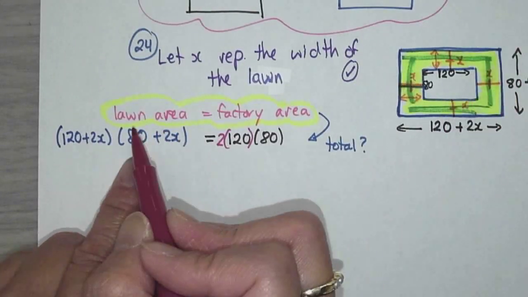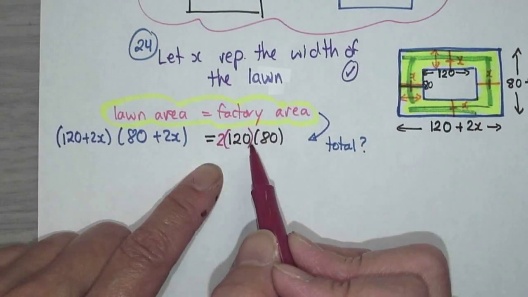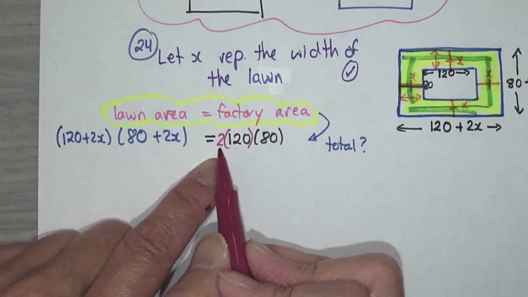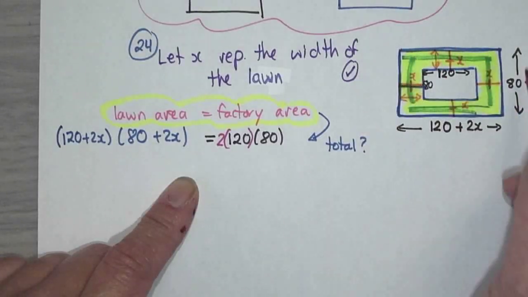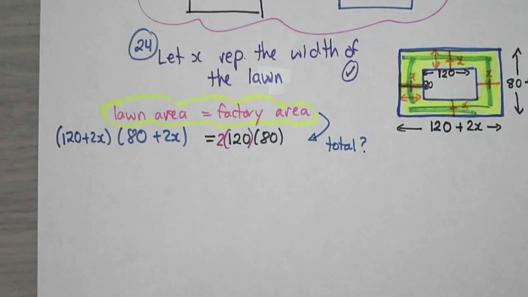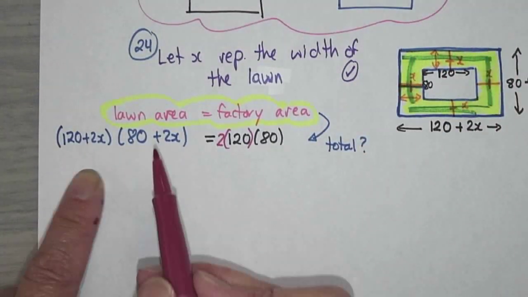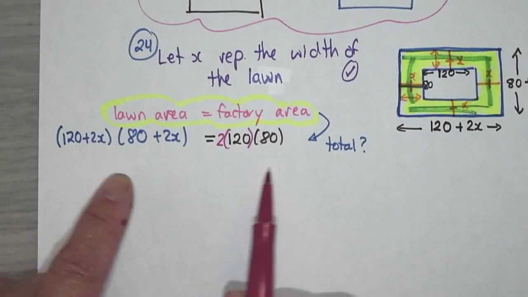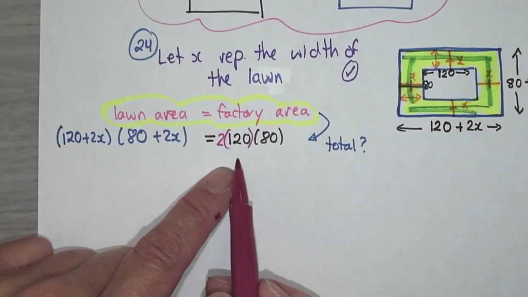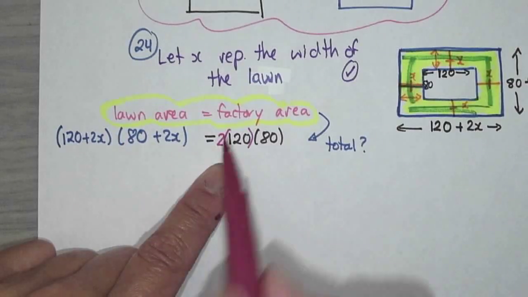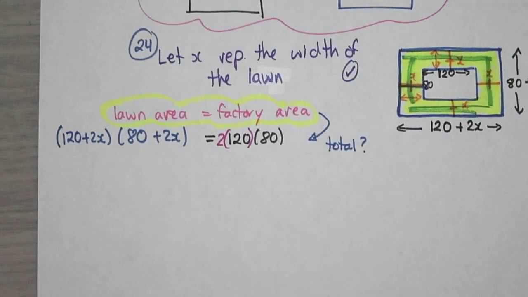The lawn is equal to the factory. The lawn and the factory are both 120 by 80. So 2 times 120 by 80 gives me the whole blue one, the whole outside. The whole one on the outside is lawn and factory, which are the same. And I went, wait, I can just put that on one side of the equal sign and say the whole thing equals double that. It's a lot easier.